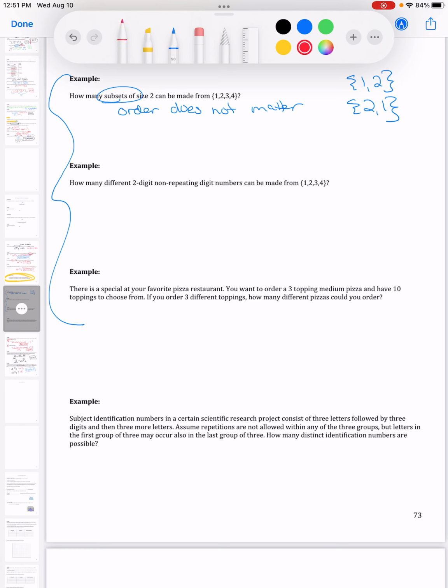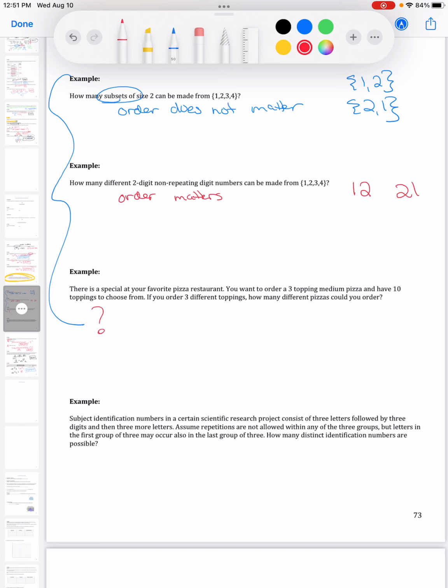Now in the second example, 2-digit non-repeating, order does matter. So again, taking that 1, 2, 12 is different than 21. So the order matters for those. So I'm going to tell you order matters or doesn't matter, but I'm not going to tell you about this last one. I want you to think about if the order matters or not. So go ahead and hit pause and see if you can get the answers for all three of them, and then I'll go through them.